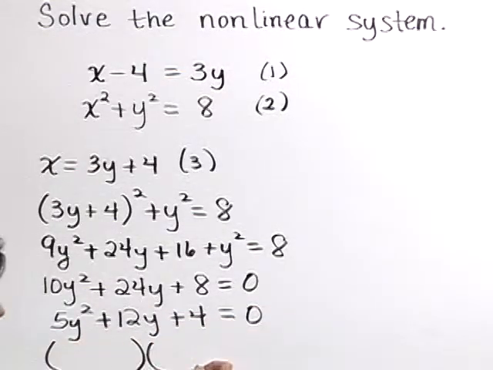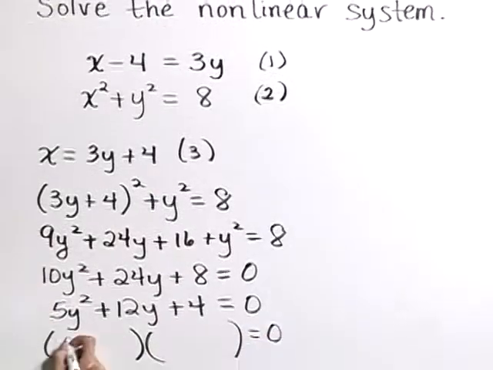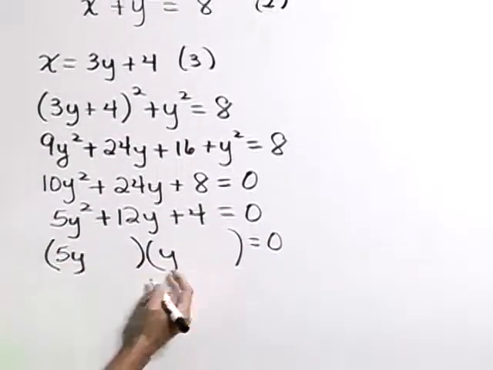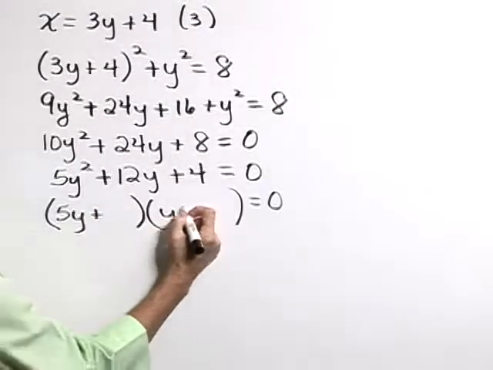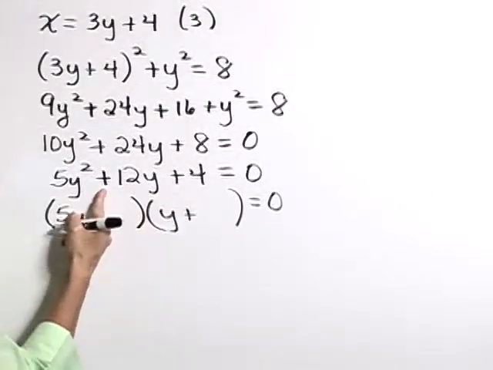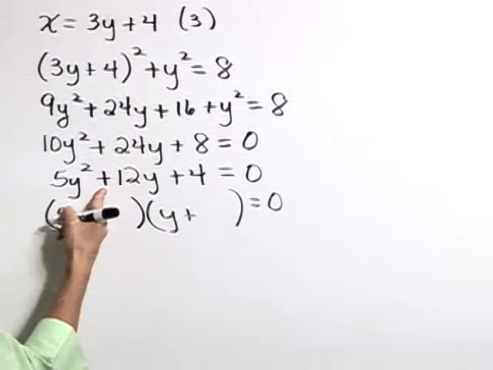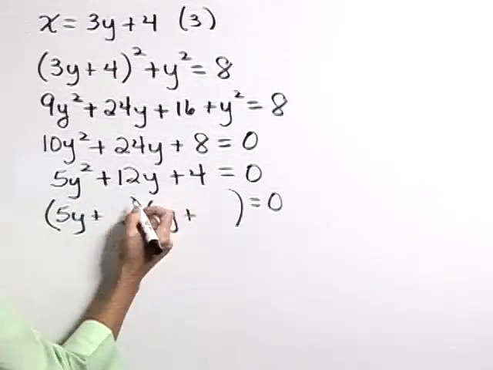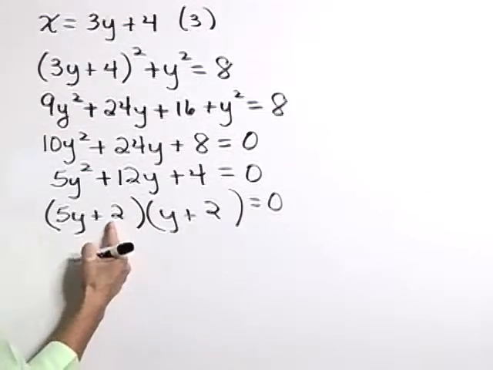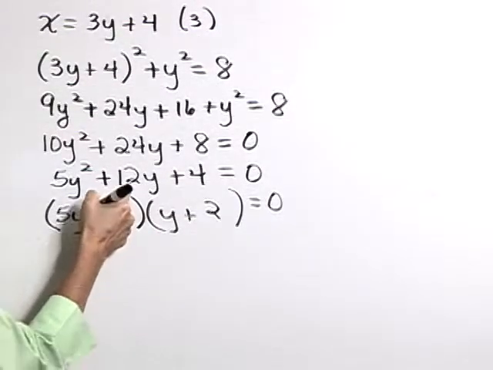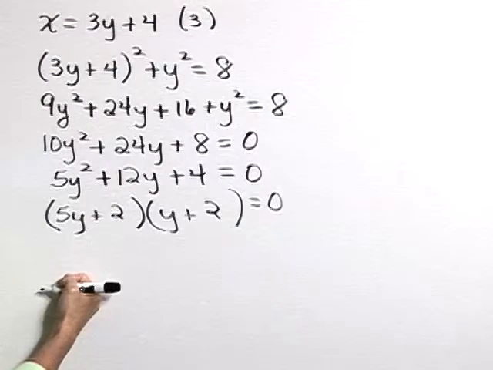Now let's factor it. Our leading terms must be 5y and y to give a product of 5y squared. We know these are both plus signs because we've got plus signs in the trinomial. Now let's get our factors of 4 in here, and I'm going to use a plus 2 and a plus 2. Checking 2y and 10y gives that middle term 12y.